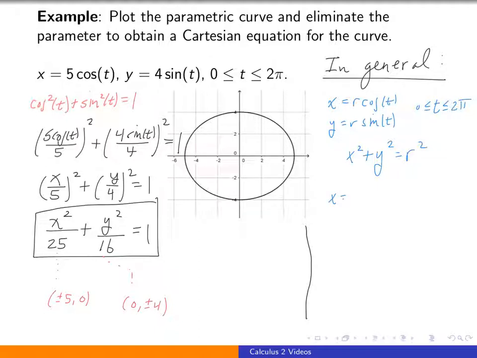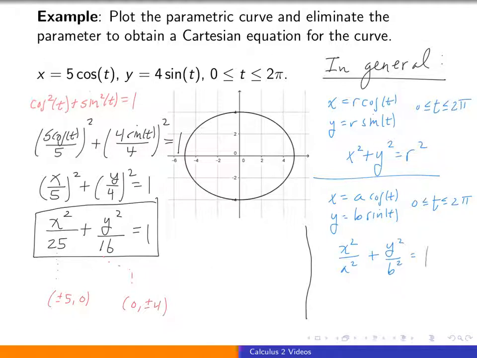Similarly, if we have x is equal to a cosine t and y is equal to b sine t with 0 less than or equal to t less than or equal to 2 pi, following the steps that we've already done to the left, this will end up being as a Cartesian or implicit curve, x squared over a squared plus y squared over b squared equals 1. So it would represent the equation of an ellipse.